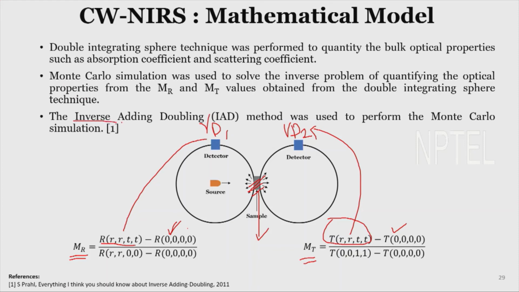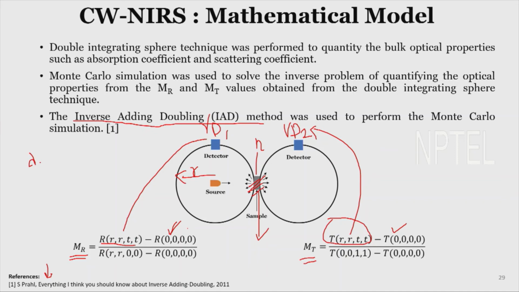It is mentioned here, and the reference is also mentioned. It is from S. Prahl, in the center at the bottom you can see it. And this software is available freely on the internet. You can download it and use it. What you need to mention is the diameter of the spheres, the refractive index of the tissue, and also the operating wavelength.